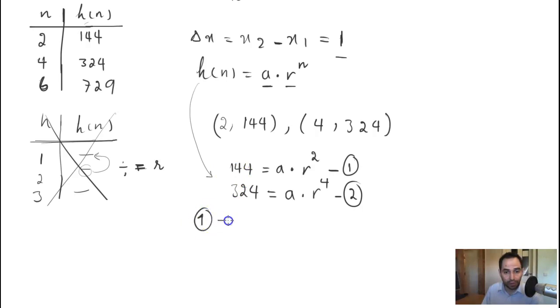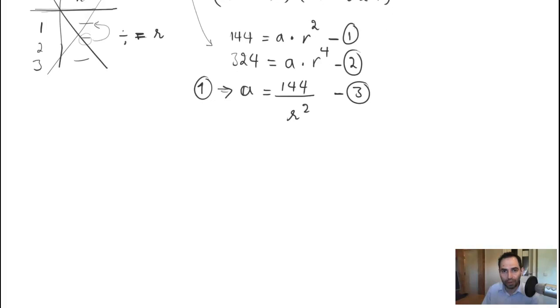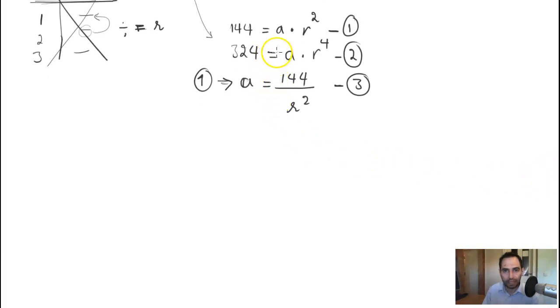so equation 1 gives 144. Let's figure out what a is in terms of r. So a is equal to 144 divided by r squared. I call this equation number 3. Now I can put this a into equation number 2.